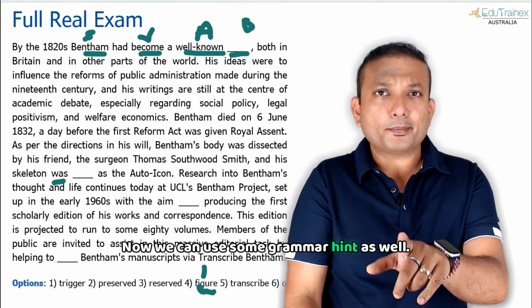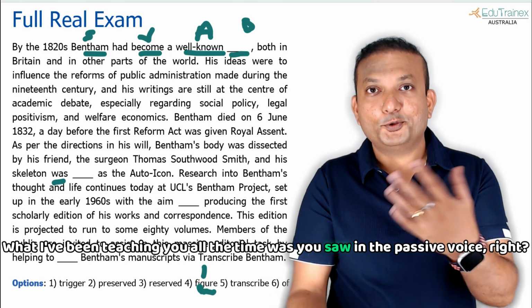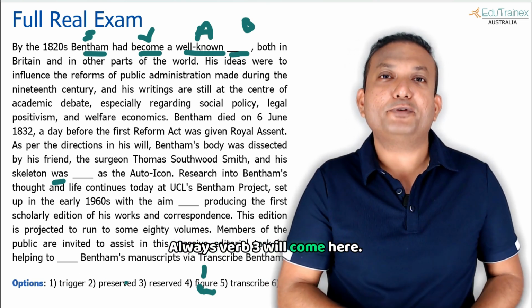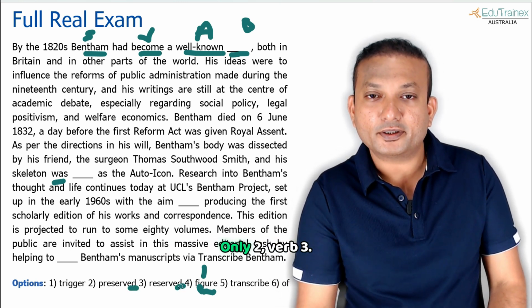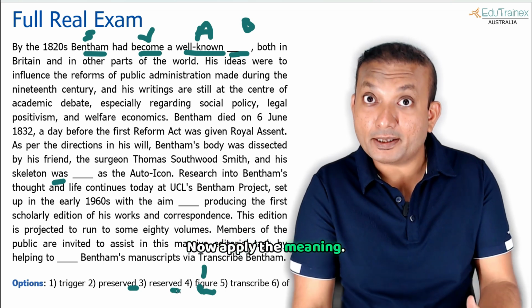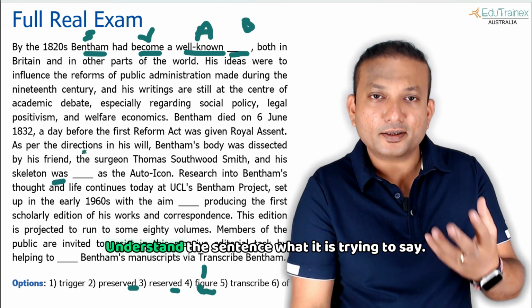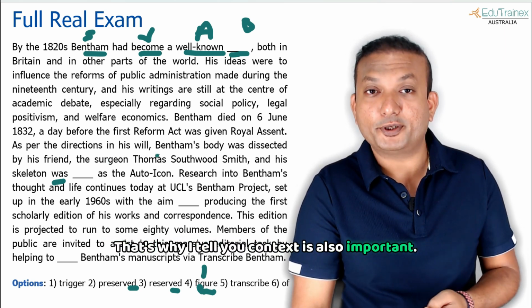Now we can use some grammar hints as well, what I've been teaching you all the time. Was, you saw in the passive voice, right? Was dash, always verb 3 will come here. Now let's examine the options. Preserved, reserved, only 2, verb 3. Now apply the meaning. Preserved and reserved. Now you just have to apply the meaning, understand the sentence, what it is trying to say. That's why I tell you context is also important.